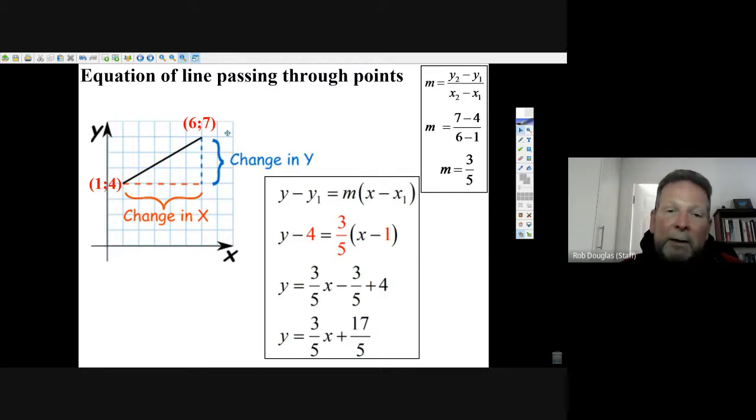And you want to look at this real carefully. And just remember, first you find the gradient, then you take a point and you substitute it into this formula. Whenever they say equation of the line, write down y minus y1 equals m times x minus x1. And substitute in that point and substitute in that gradient. And that's how you do it.